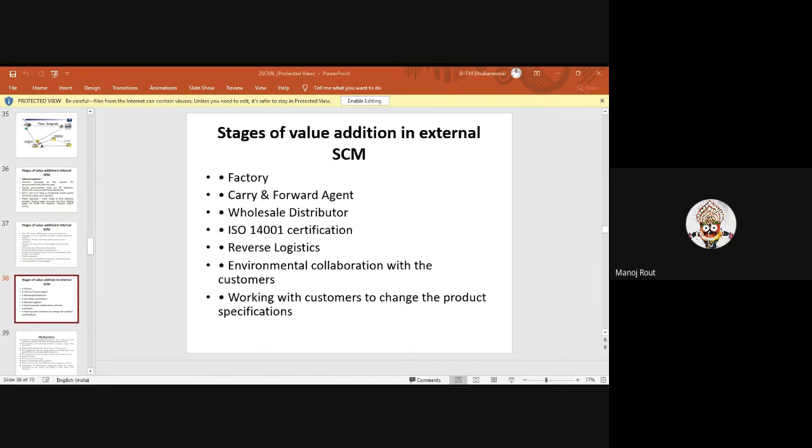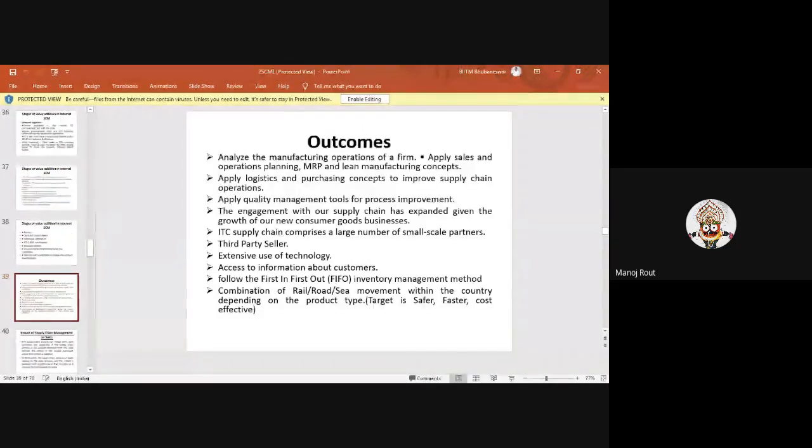So due to that potential customer, they can increase the volume of customers in that particular region. That is the concept of value addition in case of your ITC group. The next is outcomes. So if you see the basic outcomes, analyze the manufacturing operation of a firm.